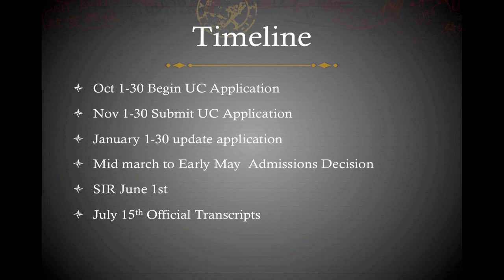Admissions decisions are made between mid-March and early May, and you should be able to pick the university you'd like to attend by June 1st. This will require a statement of intent to register, also referred to as SIR. All official transcripts must be in to UCSB by July 15th.